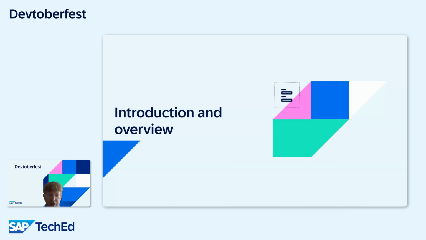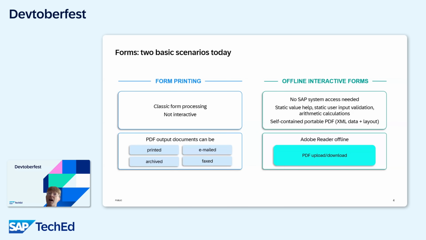So first of all, the introduction, an overview, very high level. What can you do with Adobe Forms? What are the benefits? What is it all about? There are two scenarios which are relevant nowadays. On the left-hand side is the main scenario, and that's forms printing. So these are classic read-only forms. They're not interactive, so the end user is not entering any data into the forms. They're static. What can you do with these forms? Well, you can print them, you can email them, you can fax them, and you can archive them. So the output is generally PDF, although it could be other output forms as well.